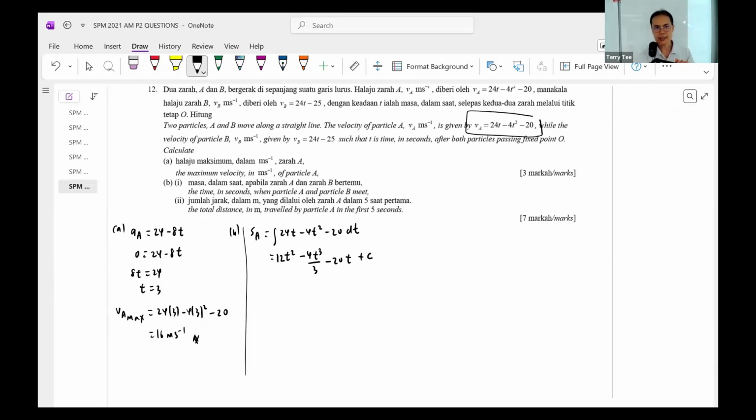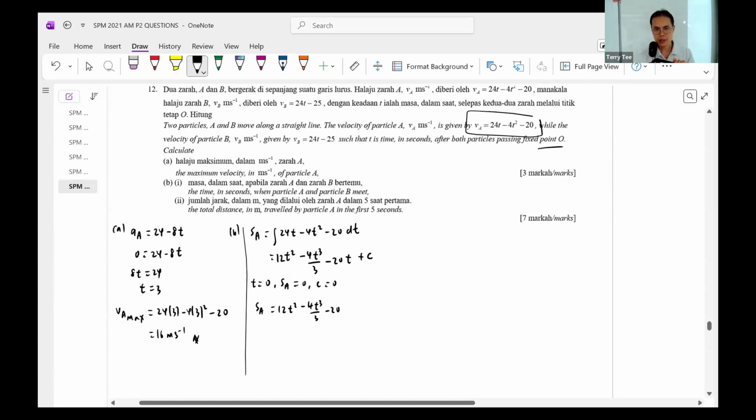Okay, now both particles start from the same point. Actually, the question, they say after passing through point O. Fixed point O is your starting point. So when t is 0, this is pretty standard. s is 0, therefore c is 0. So your displacement function for A is this.